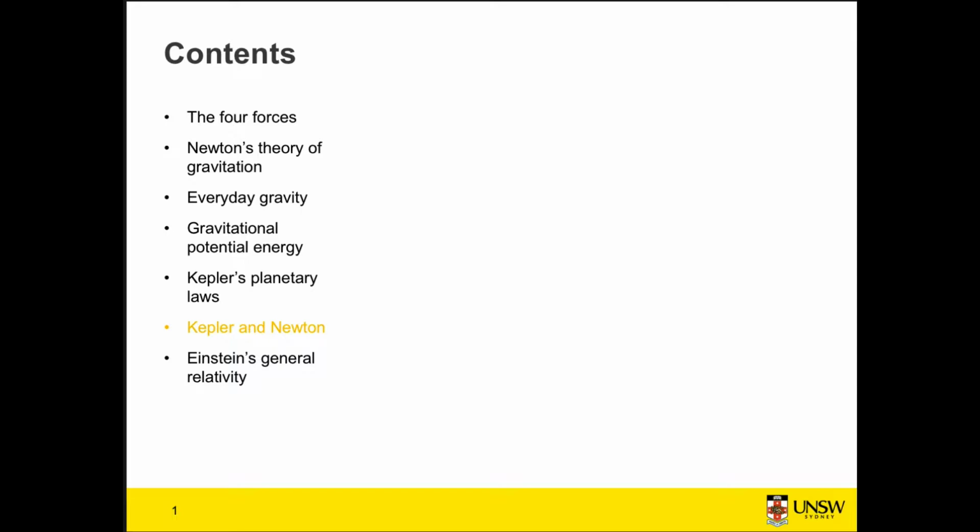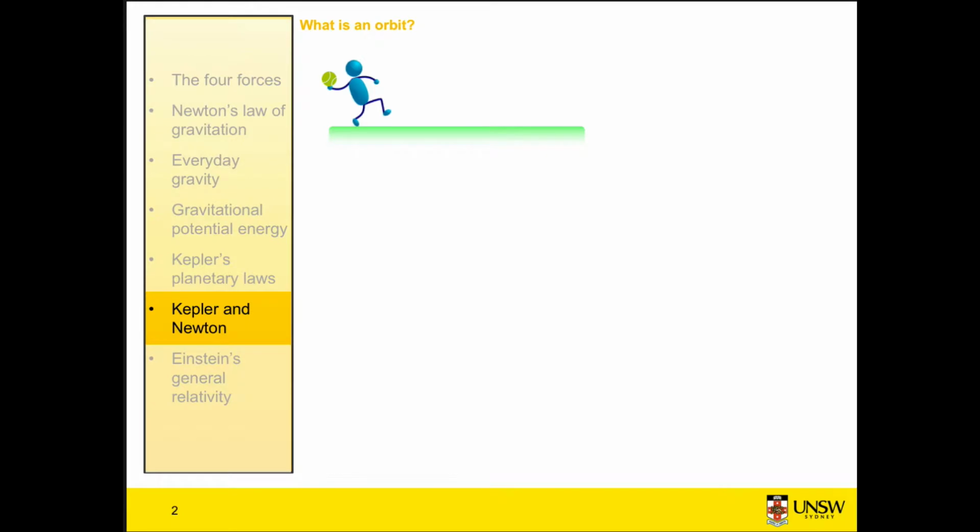Welcome to the second last video in the gravitation topic. In this video, we're looking at Newton and Kepler, in other words, at orbits and energy. So we know from Kepler that orbits are elliptical. And we know from Newton that orbits are a result of gravitational attraction.